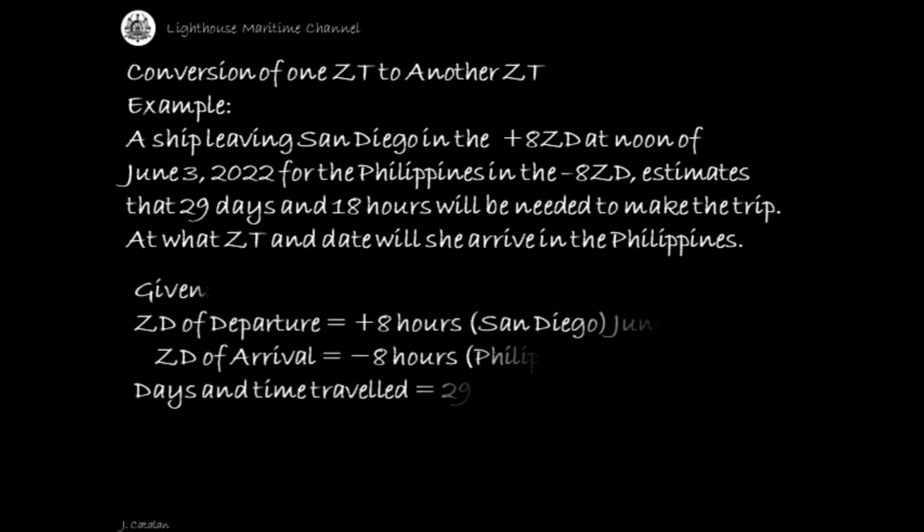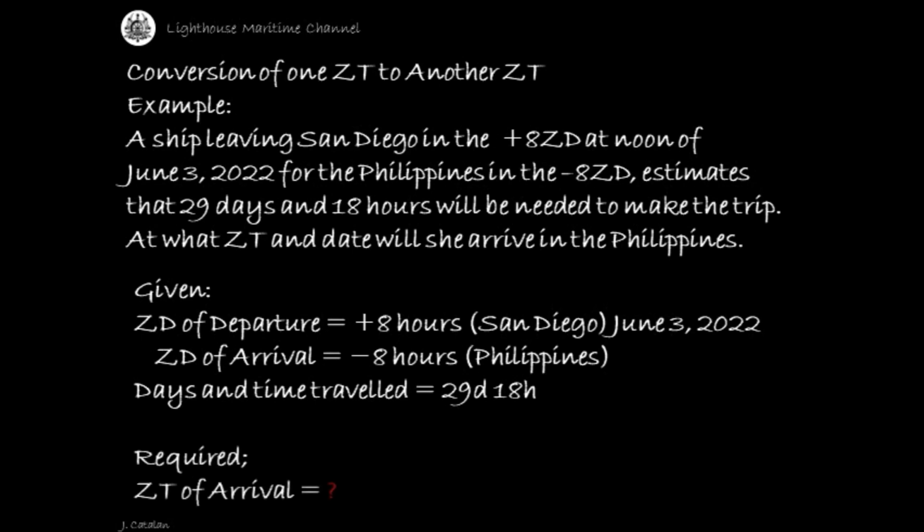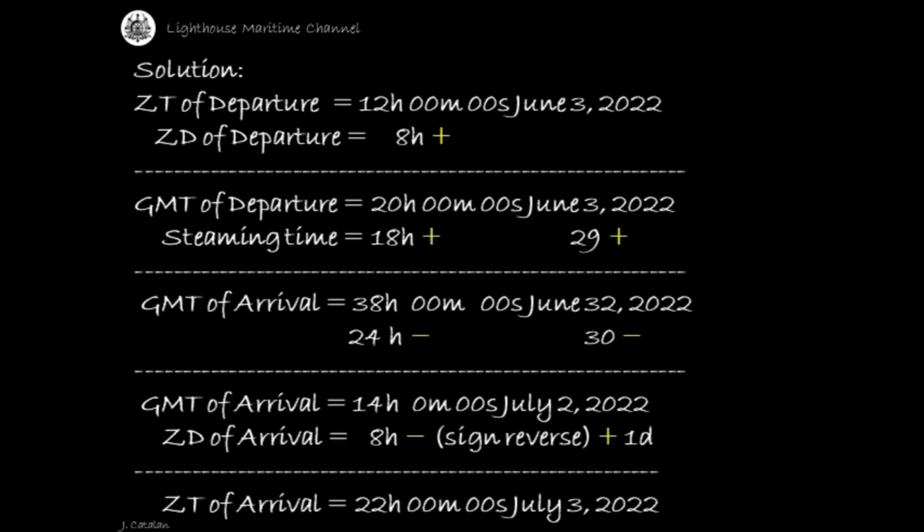Given: ZD of departure is equal to plus 8 hours at San Diego, June 3, 2022. ZD of arrival is equal to minus 8 hours at Philippines. Time traveled is equal to 29 days and 18 hours. Required: ZT of arrival. Solution: ZT of departure is equal to 12 hours 00 minutes and 0 seconds dated June 3, 2022.